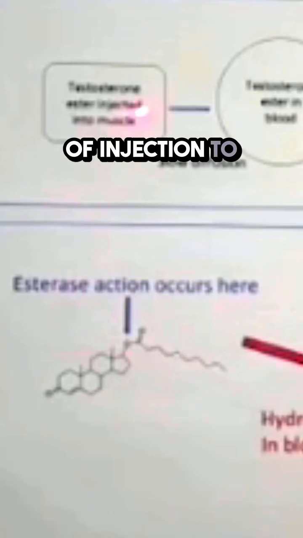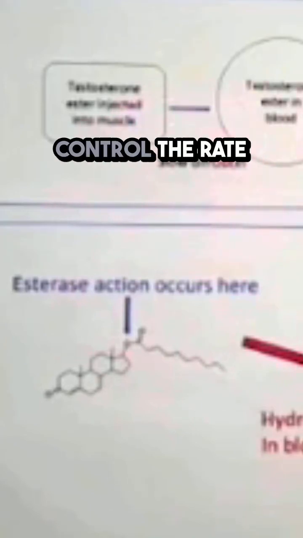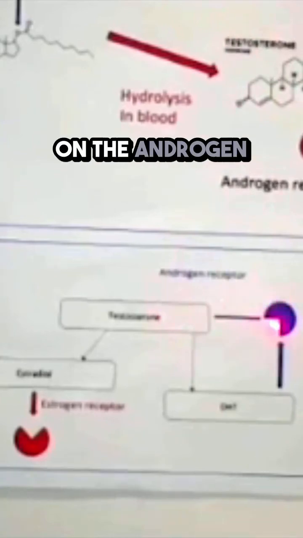From the site of injection to the blood, that's slow. And we can control the rate of this diffusion by altering the length of this side chain. Then this testosterone hormone is free to act on the androgen receptor once this ester side chain has been cleaved. Once we have this free testosterone hormone in the blood, it's free to act on the androgen receptor.